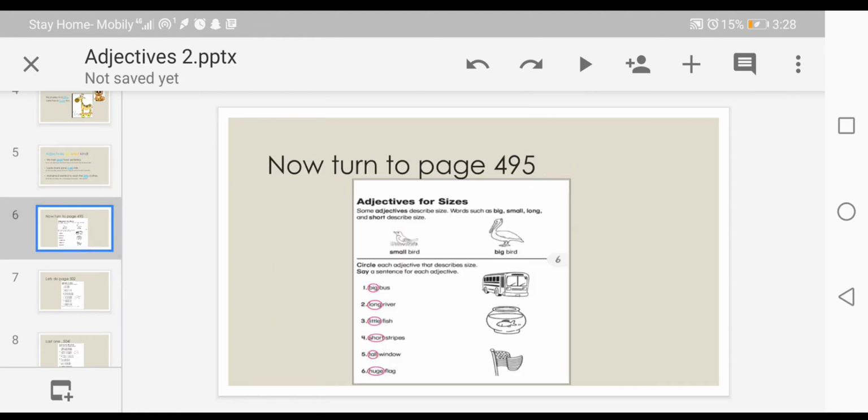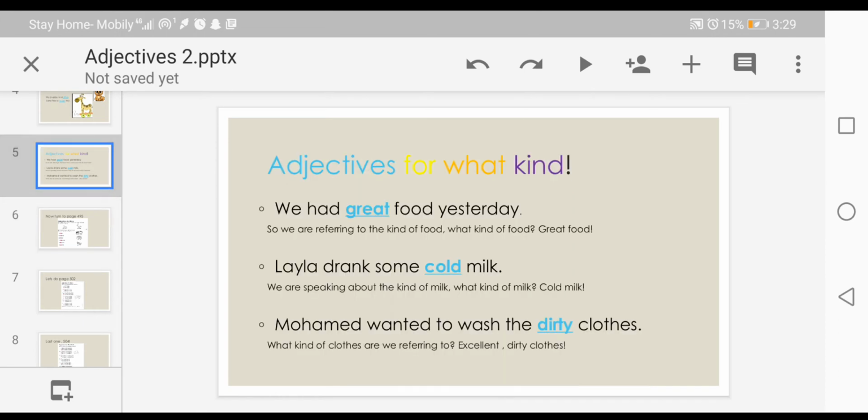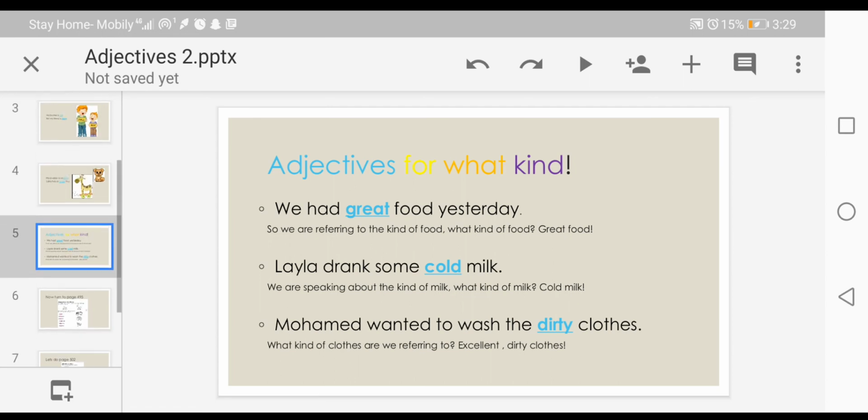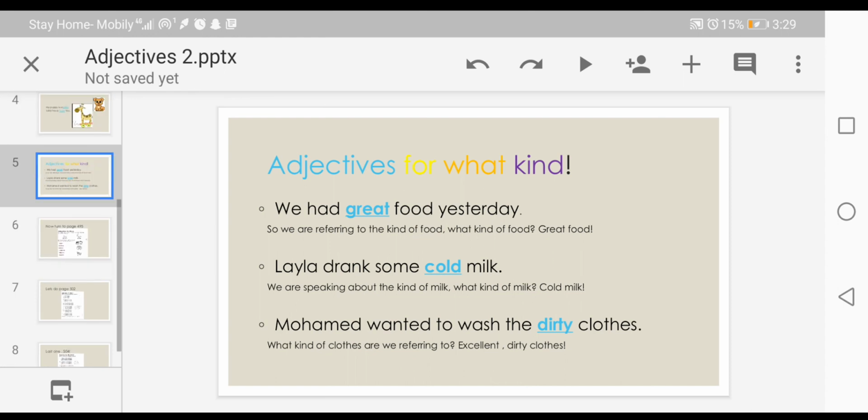Now, I want you to remember that we use adjectives to describe nouns. So here when I say great food, food is the noun and great is the adjective. When I say cold milk, milk is a noun, right? And cold is the adjective. I am describing the milk as cold. And so on. This is something that we already talked about before.